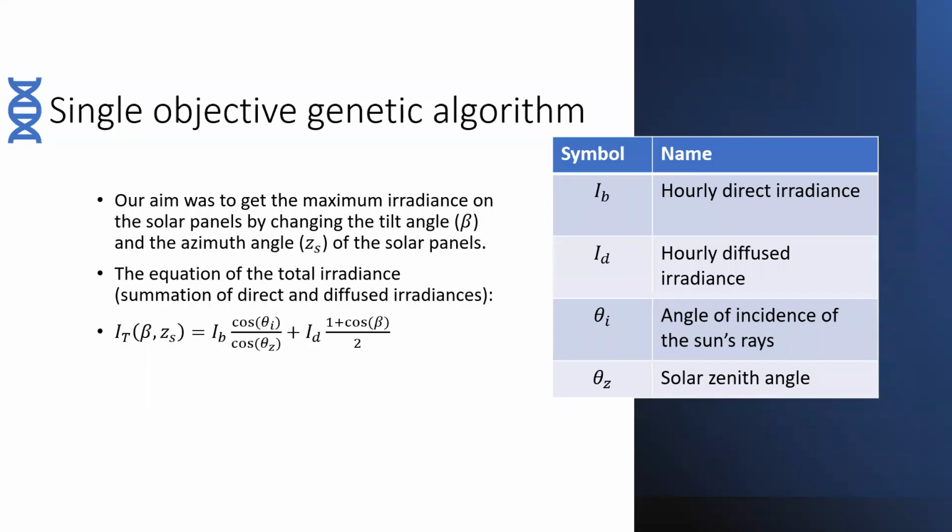We will start with the single objective genetic algorithm. The main objective of this algorithm is to maximize the irradiance on the solar panel, and this is done by changing the tilt angle and the surface azimuth angle. We calculate the irradiance on the solar panel based on this equation.